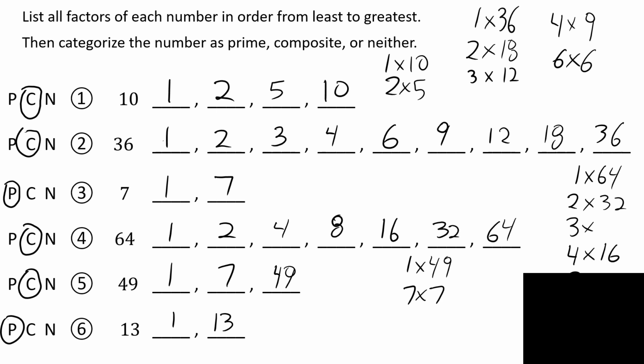Right? So if there's more than 2 factors, we circle C for composite. If there are exactly 2 factors, we circle P for prime. And if there were only 1 factor, then we would circle N for neither. Obviously, you're not going to be circling N very often.